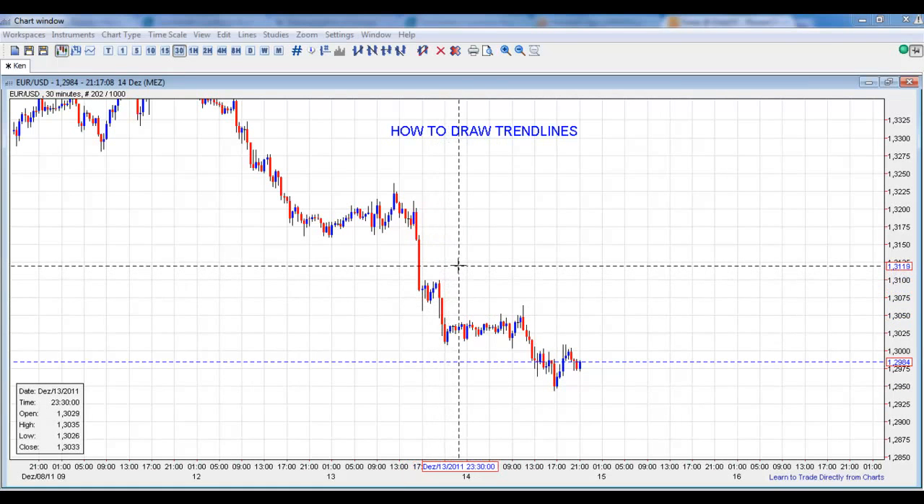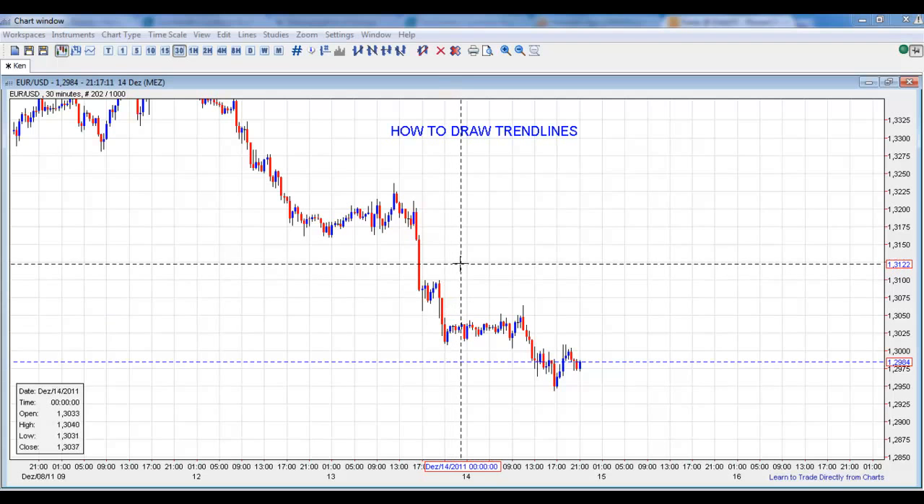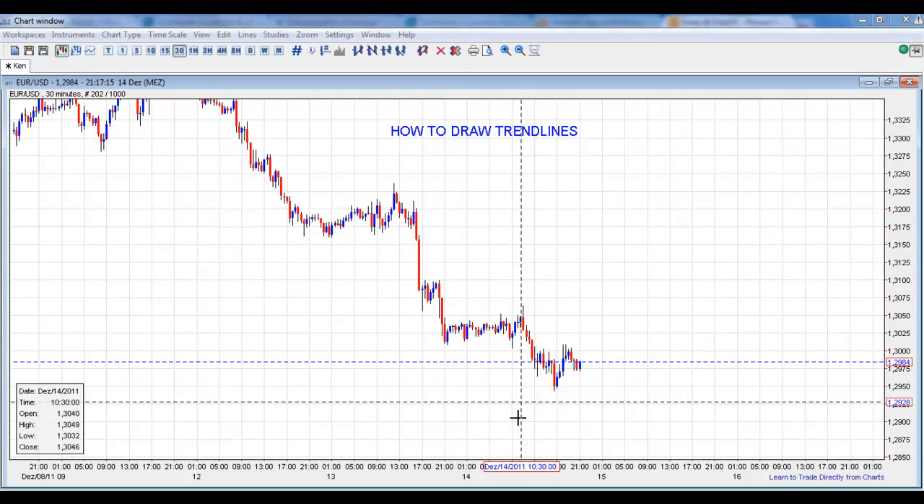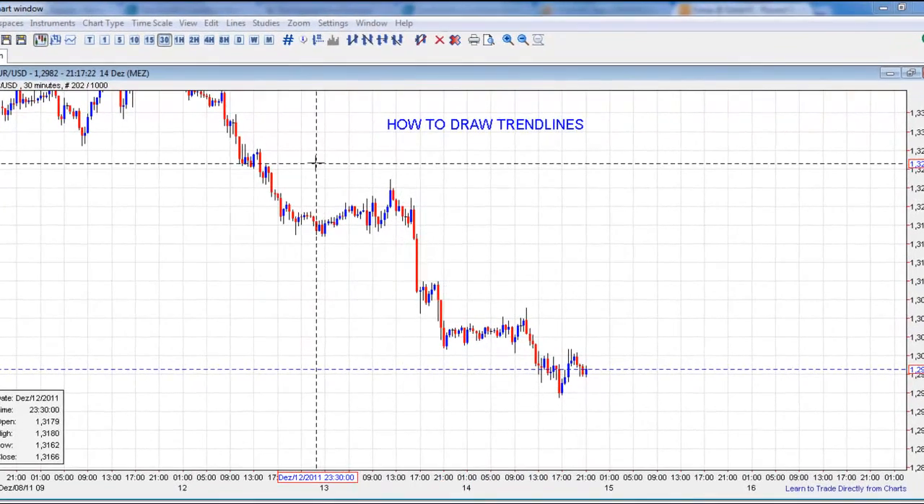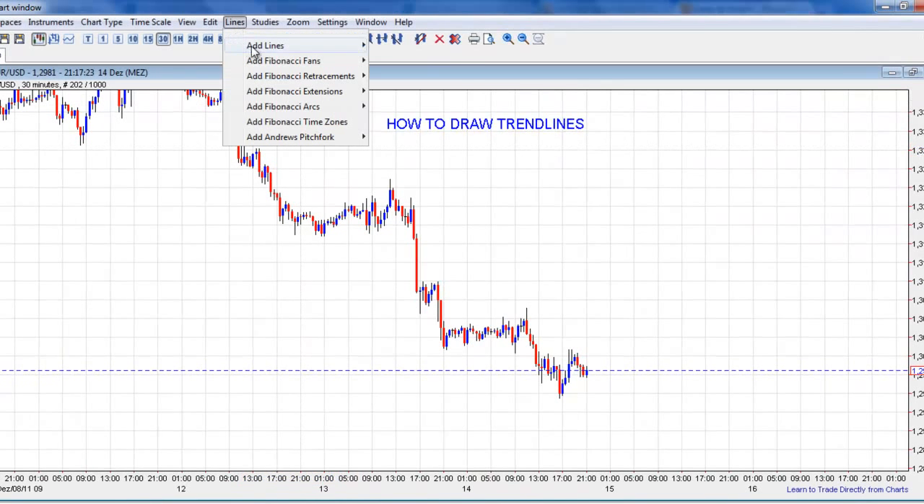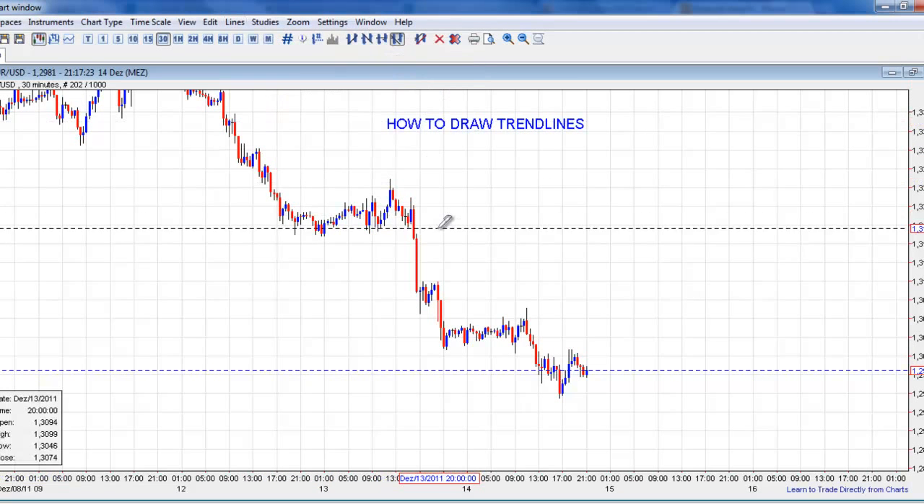Today we're going to focus on how to draw trend lines. We're going to look at down trend lines, looking for price to hold at resistance level, and we're also going to look at up trend lines, looking for price to hold at support level. So first we are going to go to lines, add lines, freehand.